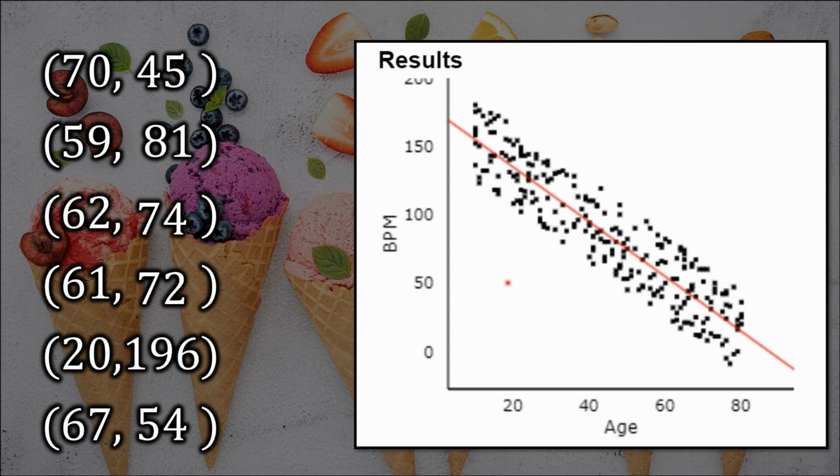I've got this person, age 70, average beats per minute of their favorite songs, 45. This person, 59 years old, on average, 81 beats per minute in their favorite songs. This person, 20 years old, apparently listens to a lot of electronica, and 196 was the average. Jeez, okay.